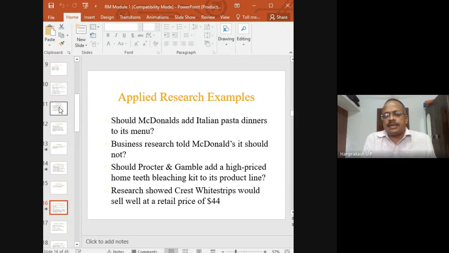So research showed that Crest Whitestrips would sell well at a retail price of $44. So it's an example of an American company, where the question is what is the price of that particular product. You can just imagine something like a toothpaste. Okay, so they wanted to know at what price the product would be sold. So they want to fix a price for that. So even fixing the price is based on the research. A good company, a good organization will do research to find out what the price should be.